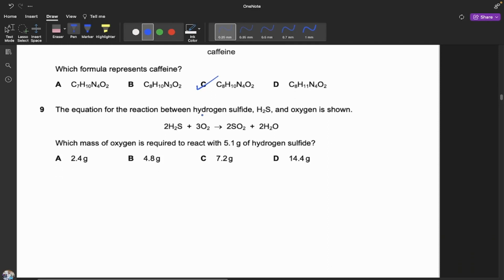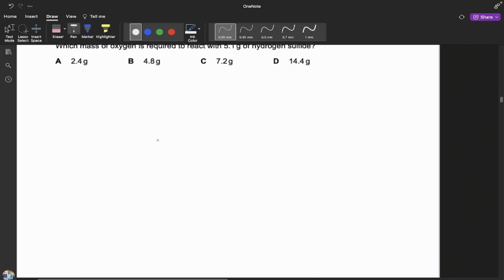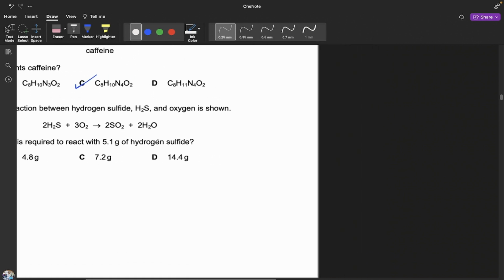The word equation for the reaction between hydrogen sulfide, H2S, and oxygen is shown. What mass of oxygen is required to react with 5.1 grams of hydrogen sulfide? Okay. This way is enough to do it here. I'll build a separate page in it.